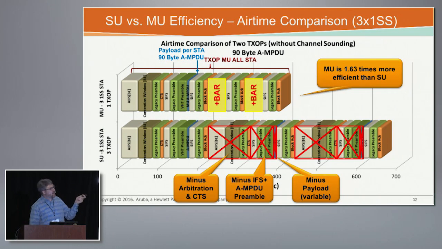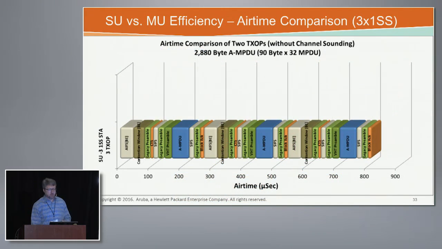Then I have to add back my block ACK requests in the MU case, because now I have to poll the stations to get the ACKs. So there's a net add. So when you do the balance sheet, if you will, for airtime, you end up with some savings, you save some time, you get some time back. So that's the whole thing.